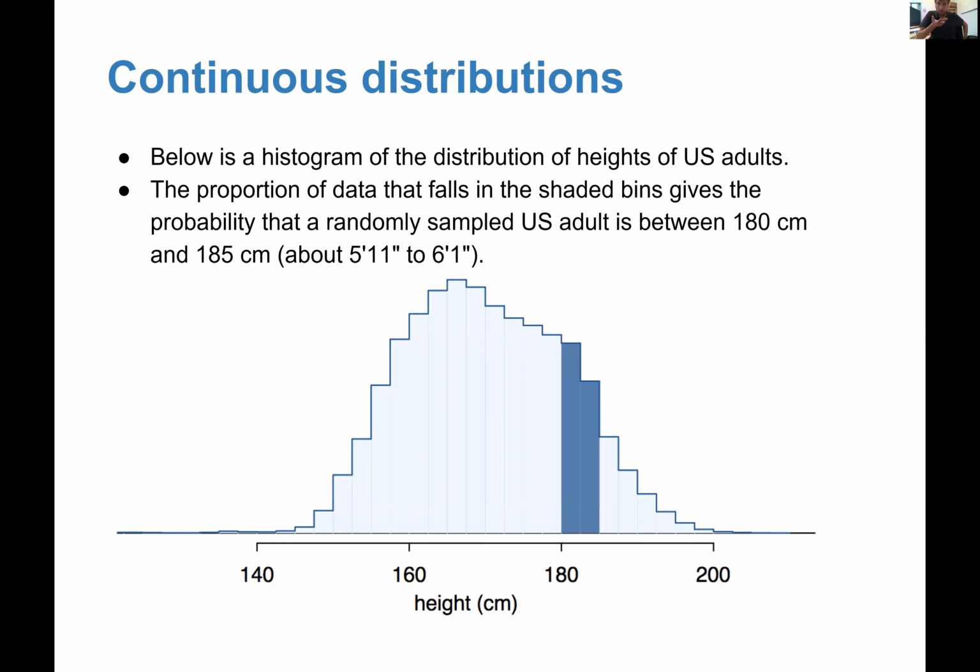So, continuous distribution. Below is a histogram of the distribution of heights of US adults. The proportion of data that falls in the shaded bins gives the probability that a randomly selected US adult is between 180 and 185 centimeters, so like between 5'11 and 6'1.